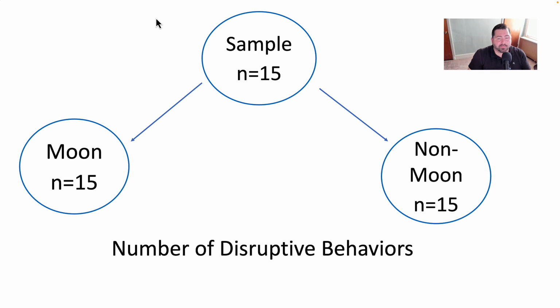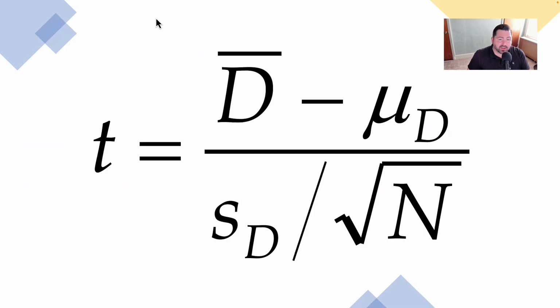And then they compared those data in the same group of people to the number of disruptive behaviors on non-moon days. In order to perform this type of analysis, we're going to need to use a paired sample t-test, whereby d bar represents the average difference, divided by the standard deviation for the difference, divided by the square root of n. So we'll jump over to Excel and show you how to do that.